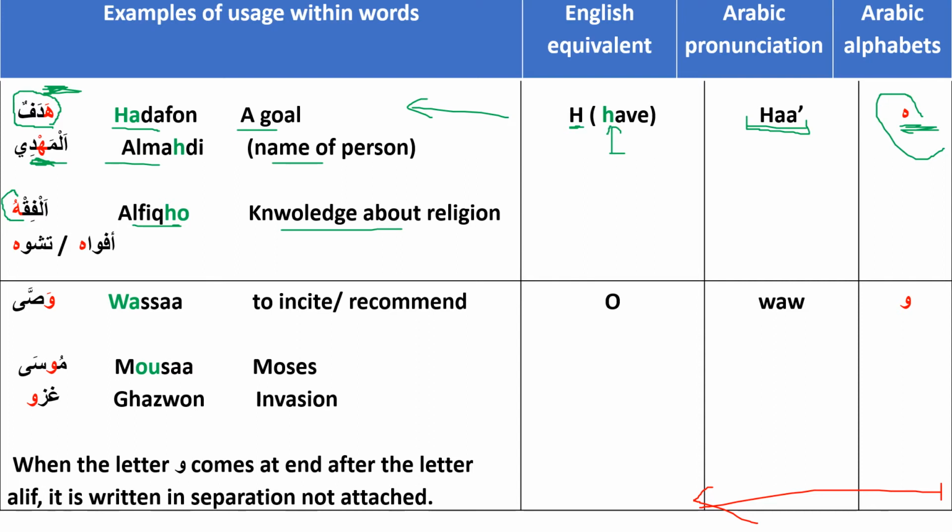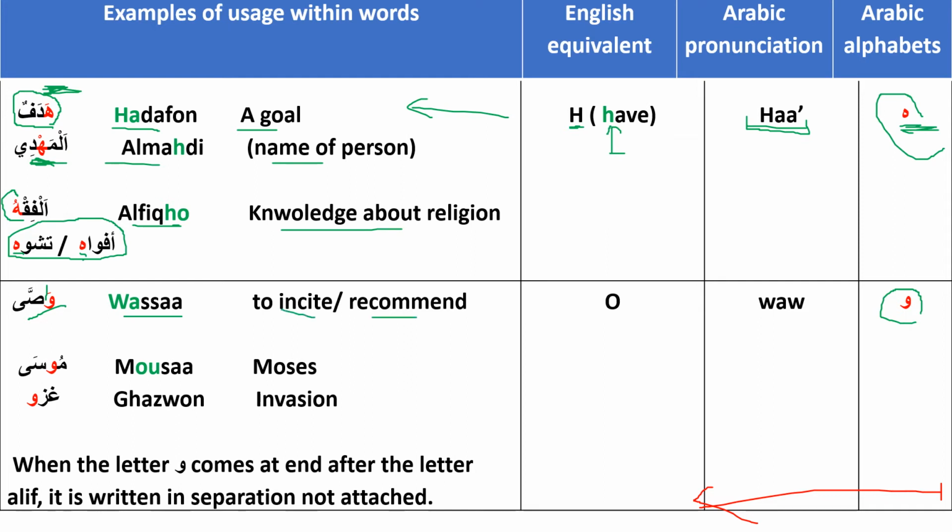When it comes after alif, look at these exceptions. When it comes after alif, it must be written like this and like this. After waw, no attaching. Now let's move to the second letter, waw. If you are to write it at the beginning, wasa, it cannot be attached to the letter that comes after it. Never. Wasa means to incite or to recommend something or someone.